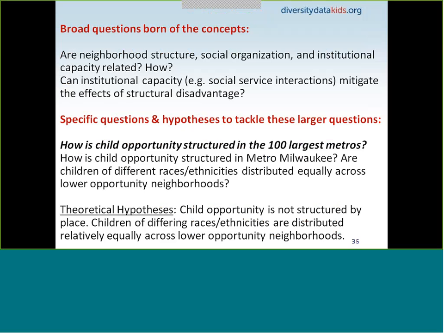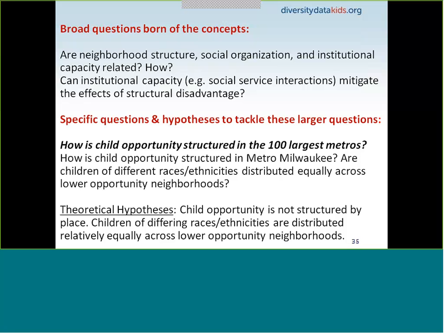Something like, can institutional capacity, for example social service interactions, mitigate the effects of structural disadvantage, right? And so we'll be posing these concepts and generating these broad concepts around those issues, and then getting them to tackle some more specific questions and hypotheses that will help us answer these larger questions. Sort of proof of concept. So we might say, how is child opportunity structured in the 100 largest metros? And then maybe we dig a little deeper. How is child opportunity structured in Metro Milwaukee? Are children of different races and ethnicities distributed equally across lower opportunity neighborhoods, or does it differ in some way?